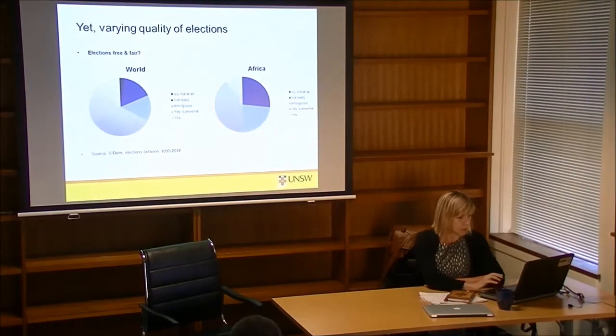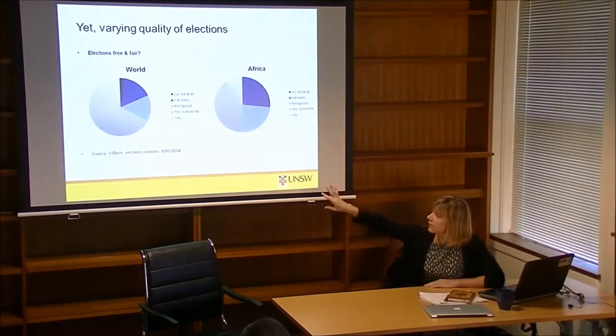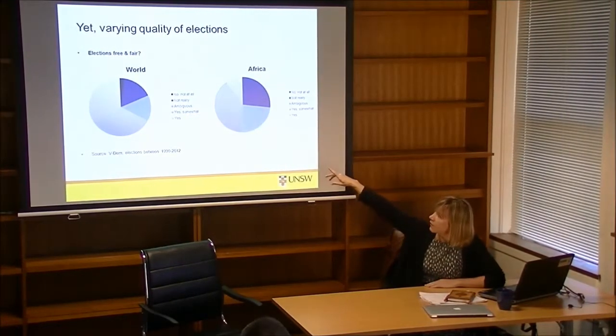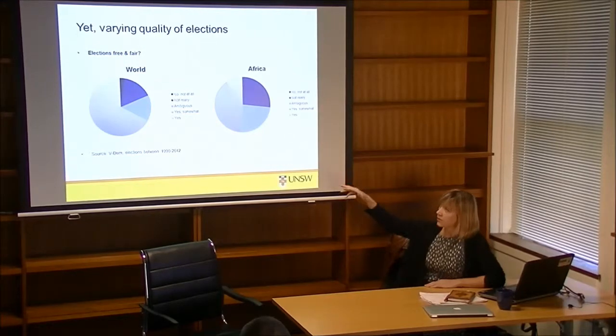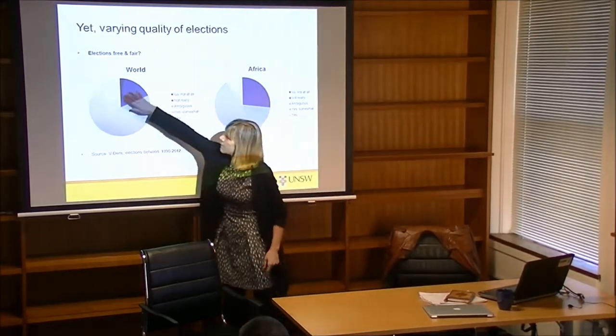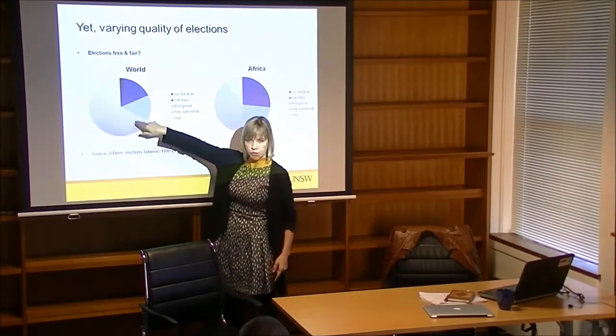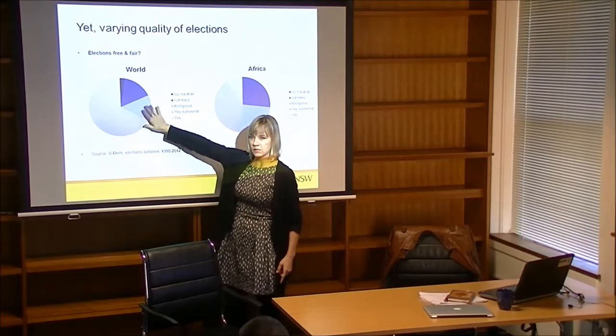So yes, we have this global spread of elections, but the quality of elections is widely varying. On the question whether elections were free and fair, this is from the Varieties of Democracy data, you can see the comparison between the world and Africa. Experts were asked to code elections on 5 scores. So were they free and fair? No, not at all, not really. Ambiguous? Yes, somewhat, yes. Well, globally, the picture is not that bad, right? So we have about 1/3 of elections that have problems, and the rest of them are coded as pretty much free and fair. So it seems like a good picture.